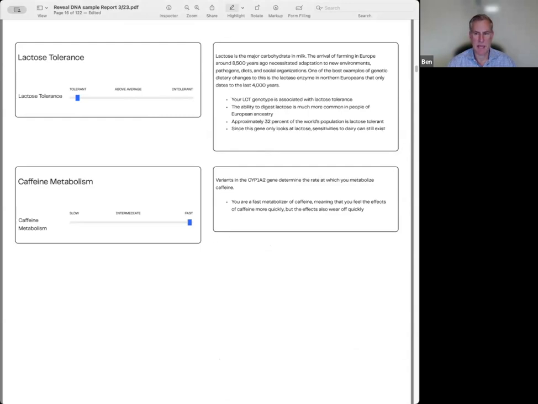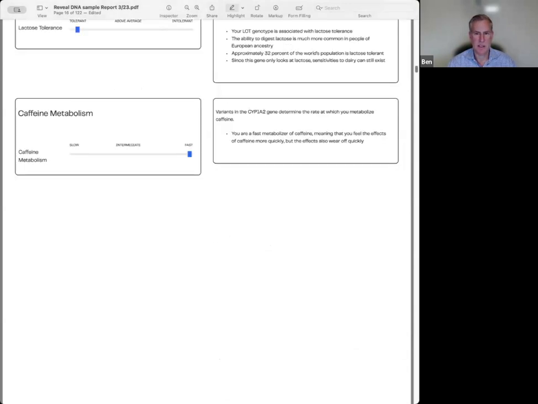And then your caffeine metabolism. This one is more informational. This lets you know if you're a fast metabolizer of caffeine, or a slow or intermediate. In this case, this person's fast. They feel those effects strongly, but then it wears off quickly. And a slow metabolizer has kind of the opposite. They don't feel caffeine as much, but it takes longer for the effects of caffeine to wear down.